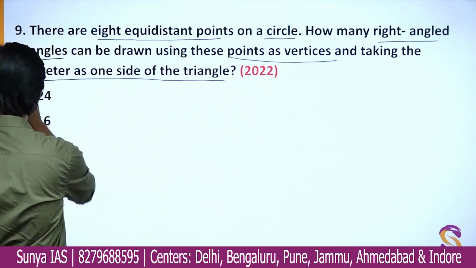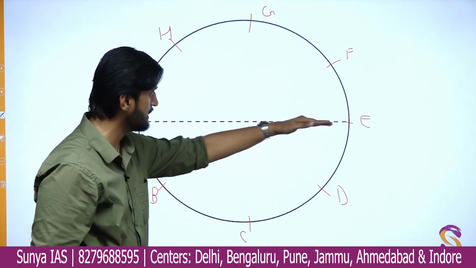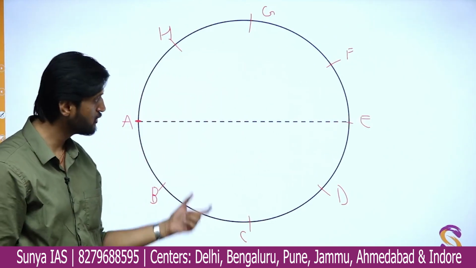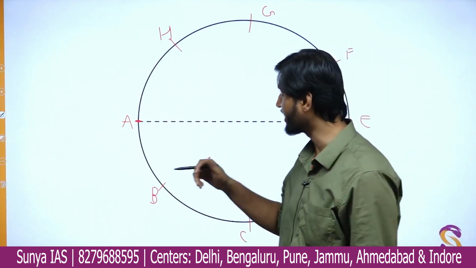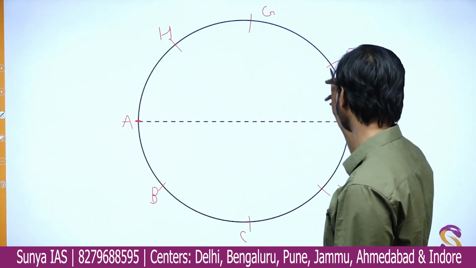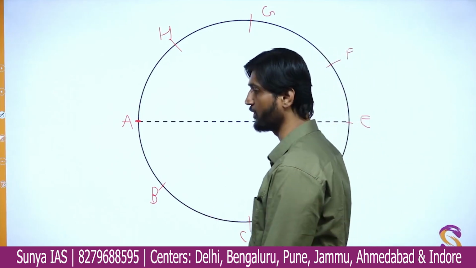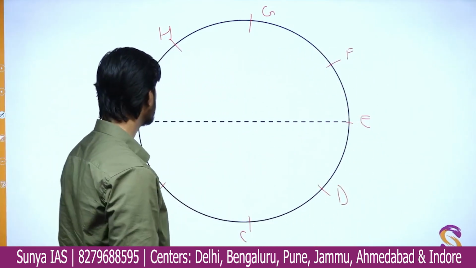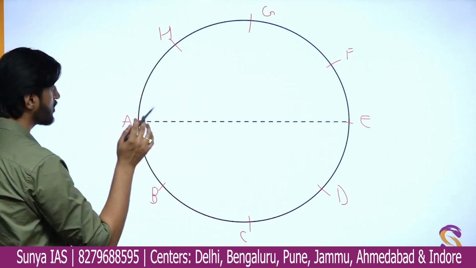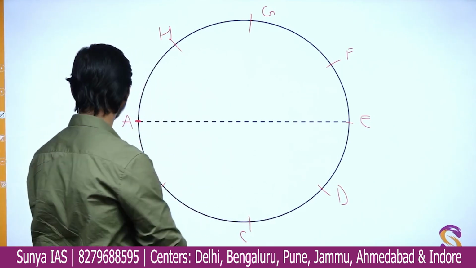So here, as you can see, I have drawn this AE as one of the diameters, and using this diameter you have to actually create various right angle triangles using these points H, G, F, D, C, B, all of these points. Using these points as vertices, you can actually draw triangles. So there is one property, and you have to draw right angle triangles. Okay, that is also something you must keep in mind.